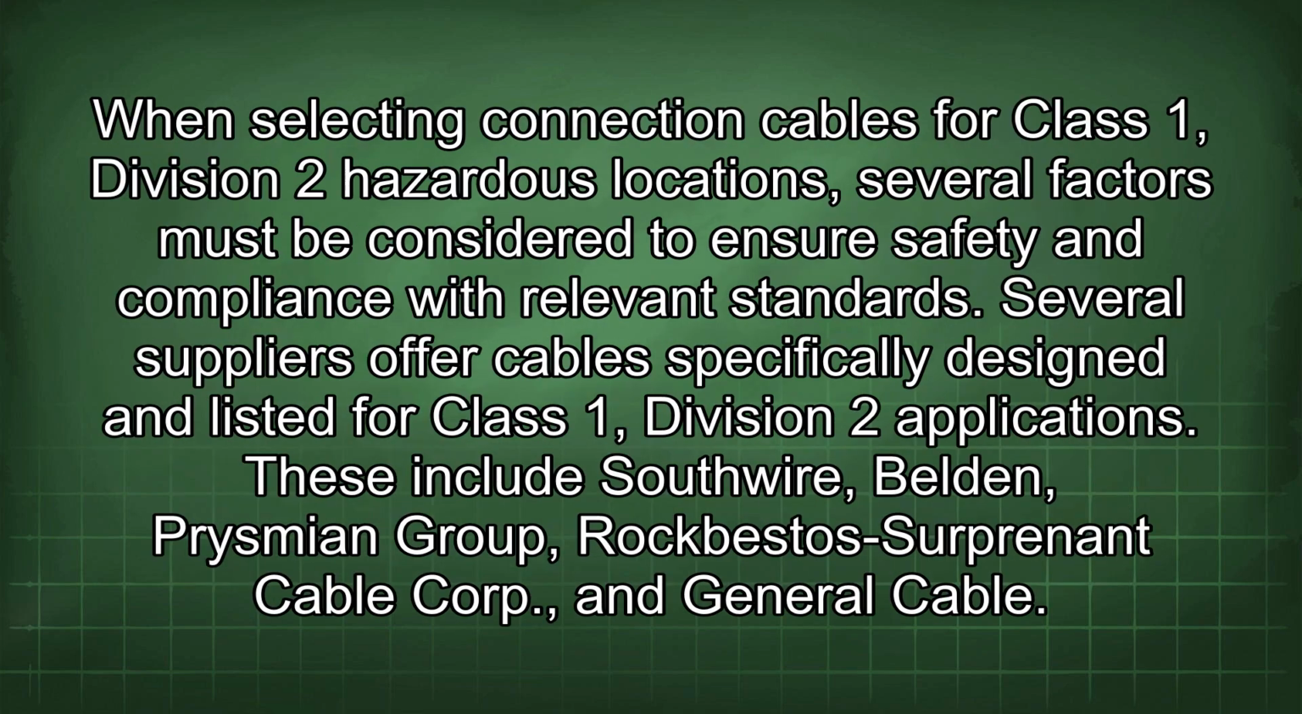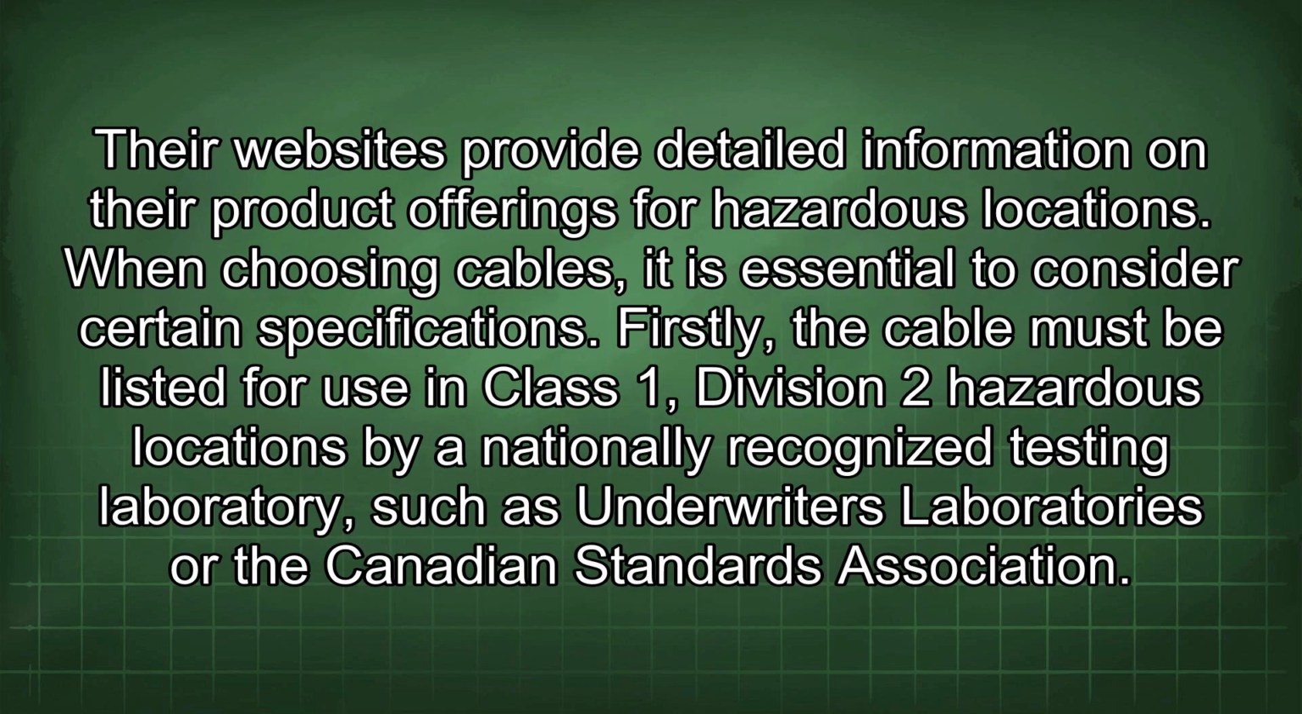When selecting connection cables for Class 1, Division 2 hazardous locations, several factors must be considered to ensure safety and compliance with relevant standards. Several suppliers offer cables specifically designed and listed for Class 1, Division 2 applications. These include Southwire, Belden, Prysmian Group, Soprano Cable Corp., and General Cable. Their websites provide detailed information on their product offerings for hazardous locations.